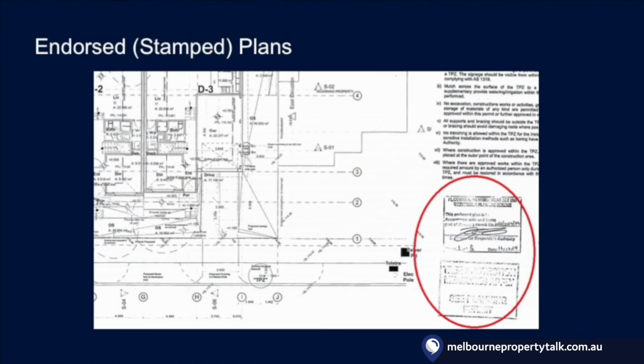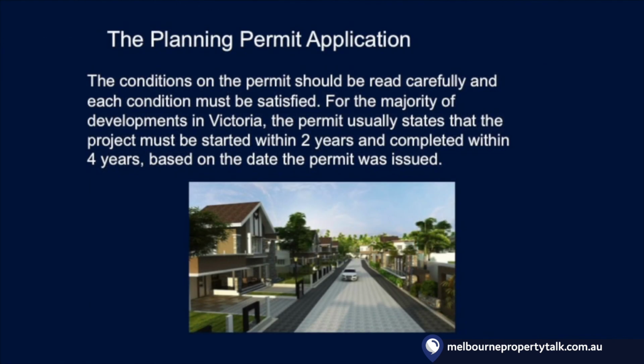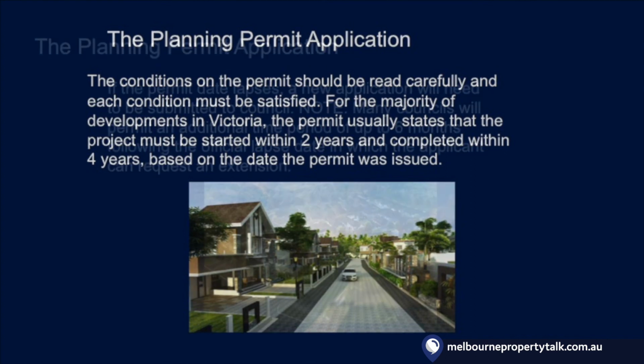In this image, we can see the official stamp of approval from council. You should keep in mind that in some cases it can take several months to receive stamped plans from council. It's often a frustrating wait. The conditions on the permit should be read carefully and each condition must be satisfied. For the majority of developments in Victoria, the permit usually states that the project must be started within 2 years and completed within 4 years, based on the date on which the permit was issued.